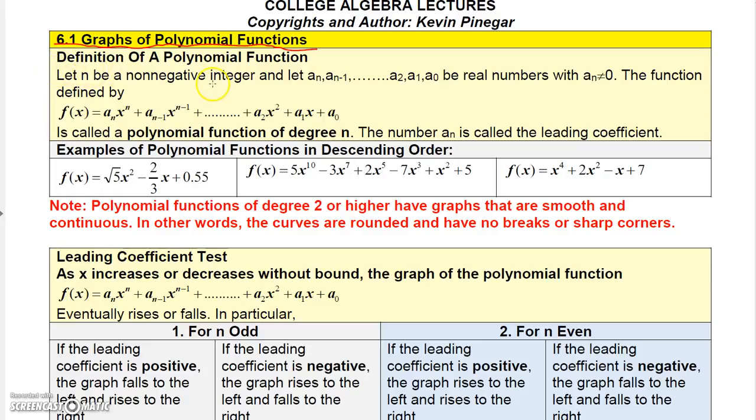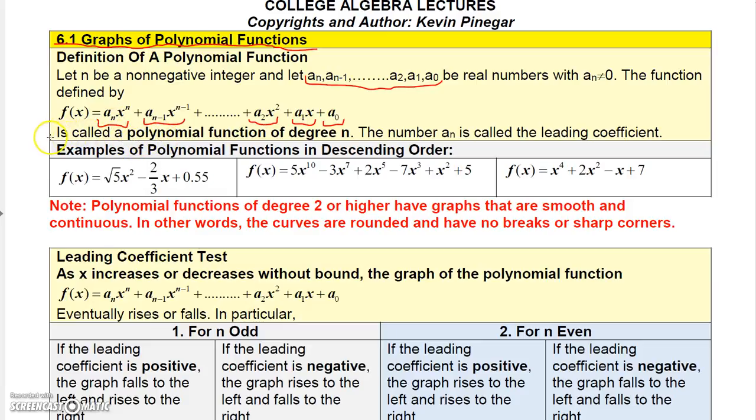The definition of a polynomial function: you can give a polynomial function using coefficients like a sub n, a sub n minus 1, a2, a1, a0, where basically a sub n is the coefficient of whatever term is to the nth power, and then a sub n minus 1 is the coefficient of the x to the n minus 1 term, and then a2 is the coefficient of the x squared term, a1 is the coefficient of the x term, and a sub 0 is the constant term.